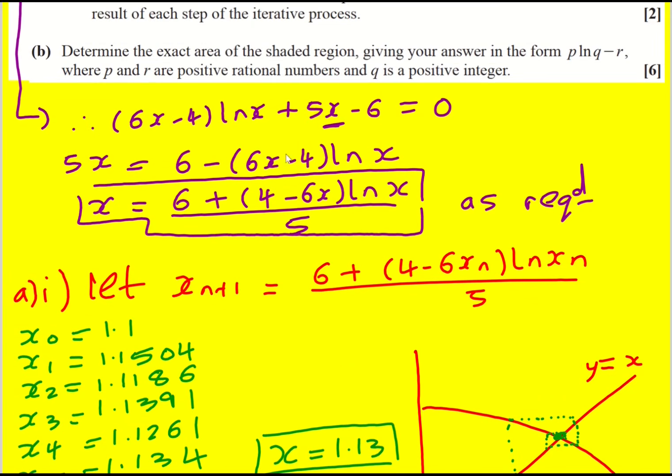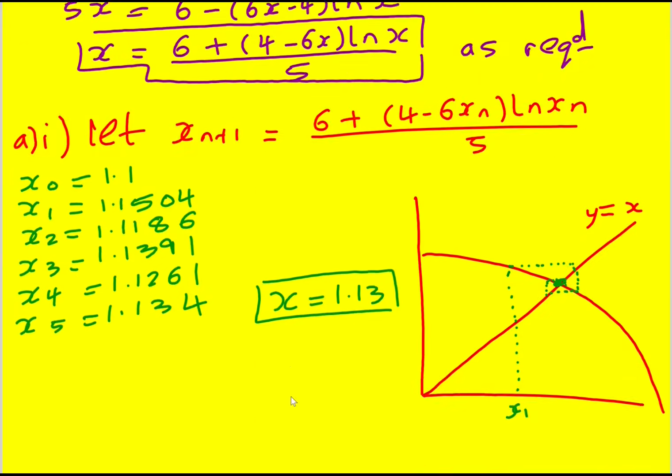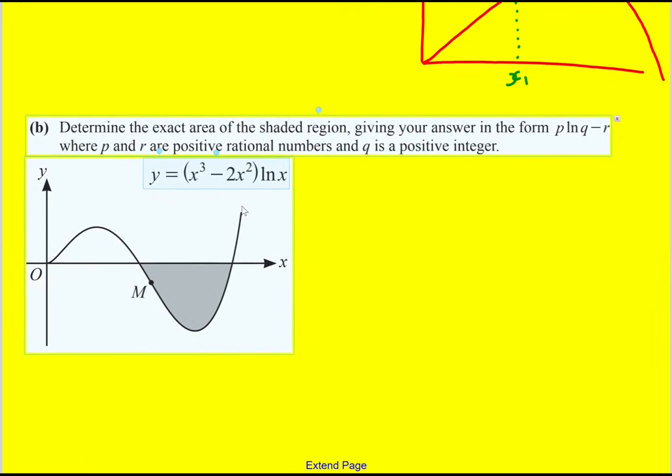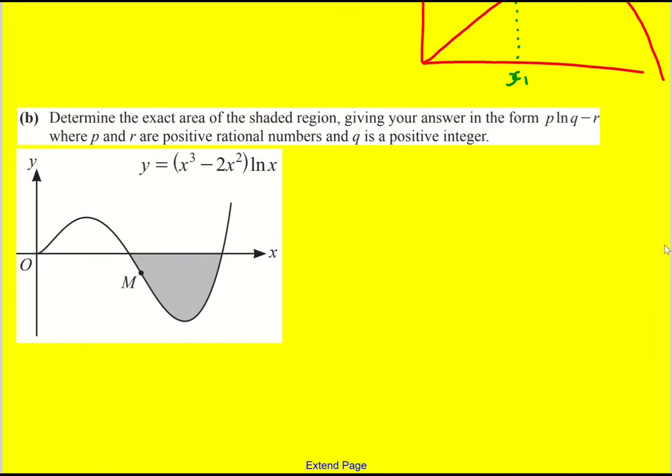And we've got one more part of this question to do. We've got to determine the exact area of the shaded region. So I'll just bring the diagram back. Here it is. Giving our answer in the form p ln q minus r, where p and r are positive rational numbers and q is a positive integer. So we need to first of all work out these points here to see where we're integrating.